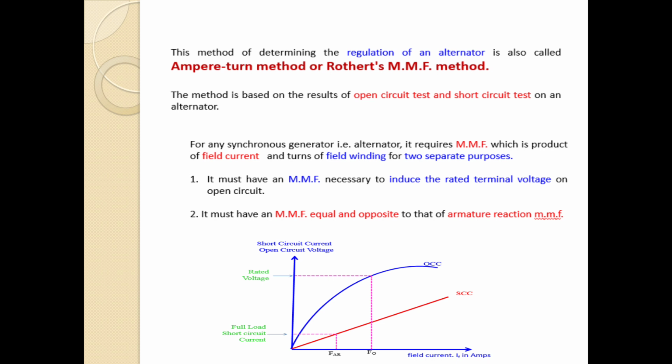This is the MMF method. There are two curves. One is the short circuit current test curve and the other is the open circuit test curve. This one is the open circuit curve and this one is the short circuit current.